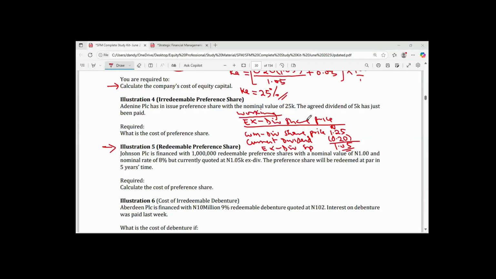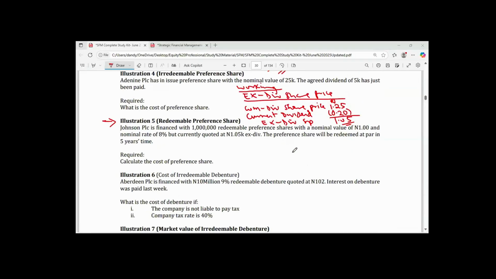Johnson PLC is financed with 1 million redeemable preference shares with a nominal value of 1 naira and nominal rate of 8%, but currently quoted at 1 naira 5 kobo ex div. The preference share will be redeemed at par in 5 years' time. Required, calculate the cost of preference shares. So we are required to calculate cost of preference share.